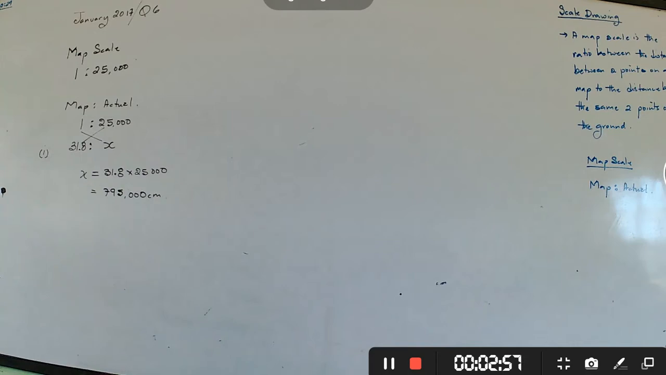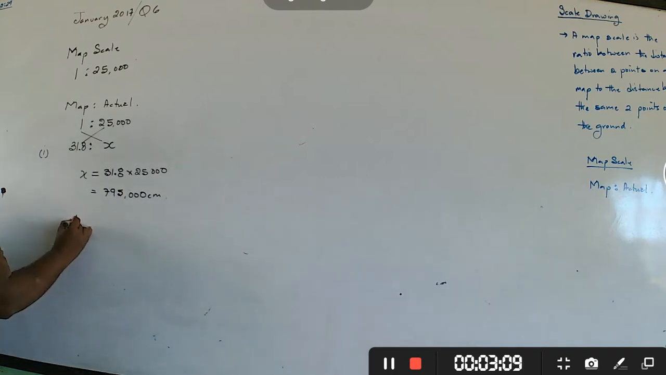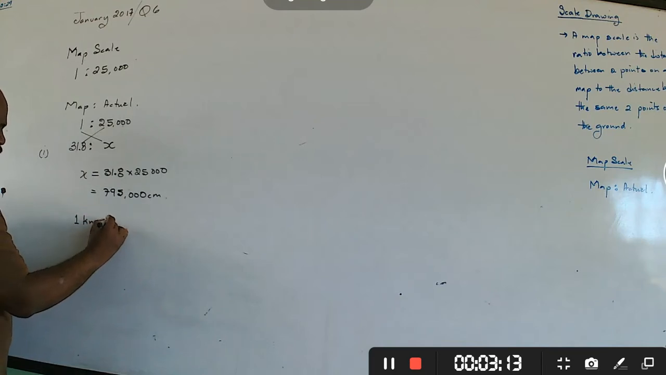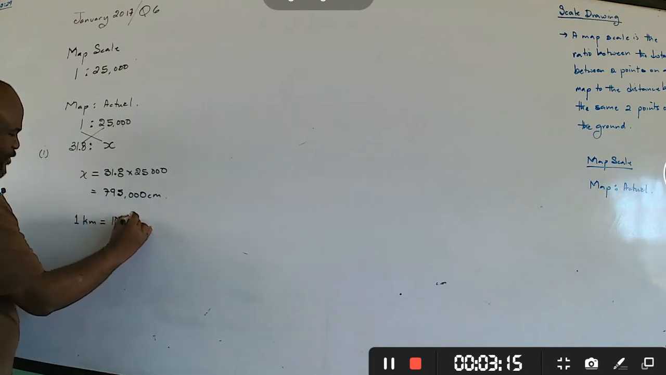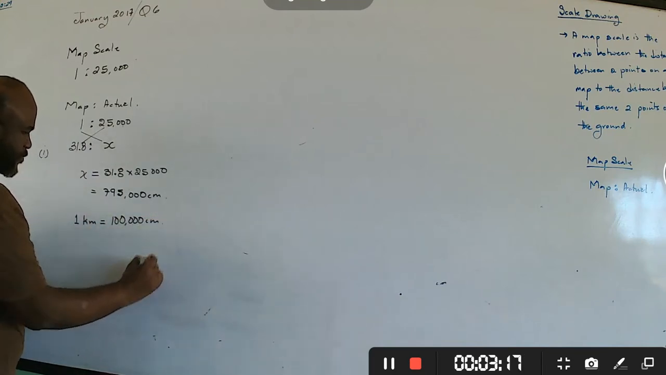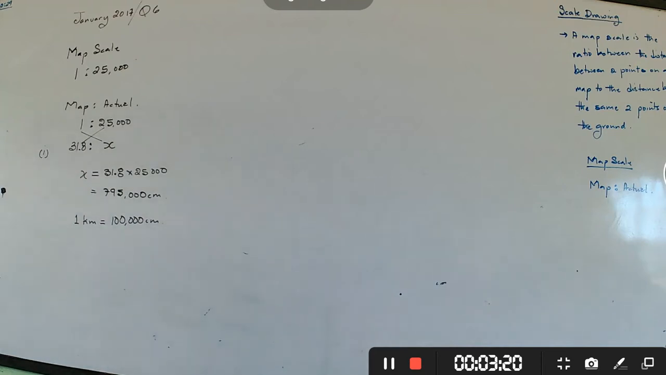So, watch me. 31.8 centimeters on the map is 795,000. Alright, but they wanted the answer in kilometers. Here it is. 1 kilometer is equal to 100,000 centimeters. That's something that you have to know. If you're going to the exam and you don't know it, you're in trouble.